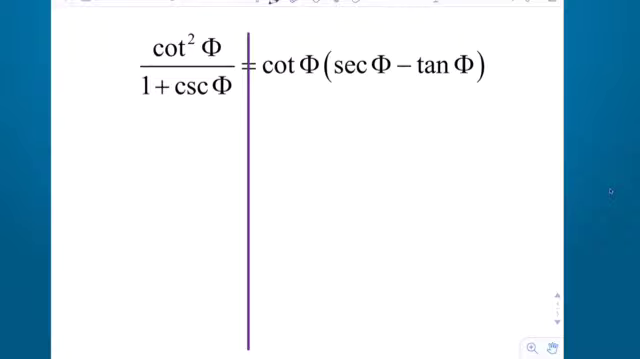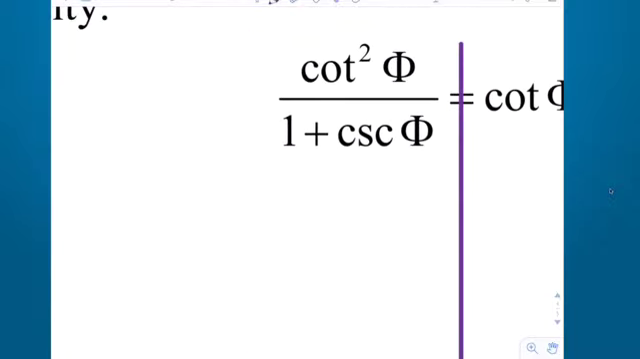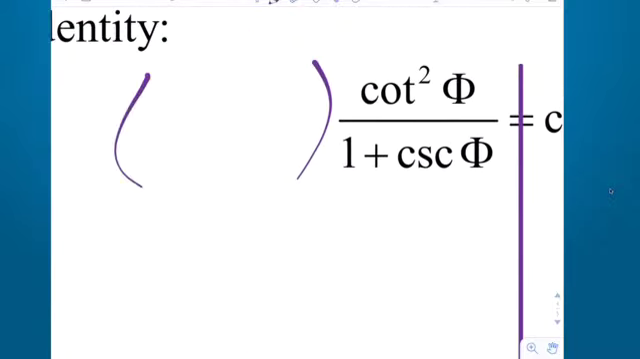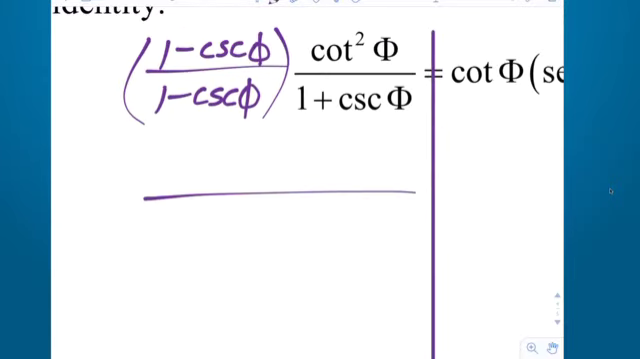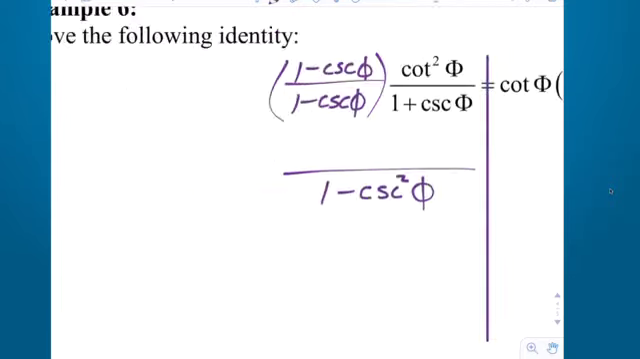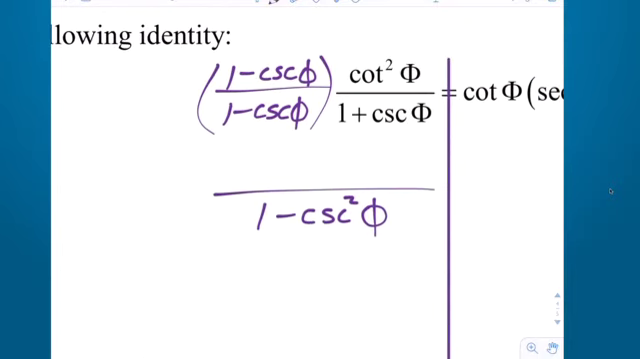It's worked twice in a row. Let's see if it works again. We'll multiply by the conjugate of 1 plus cosecant, which is 1 minus cosecant of phi, over 1 minus cosecant of phi. All right, so for sure in the bottom, we're going to distribute or expand. We're going to get 1 minus cosecant squared of phi. And in the top, we'll just leave it factored: 1 minus cosecant of phi times cotangent squared of phi.